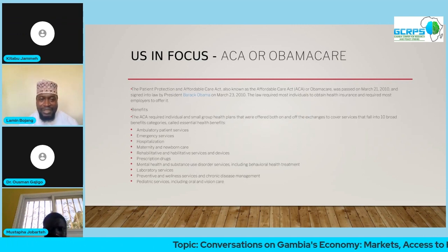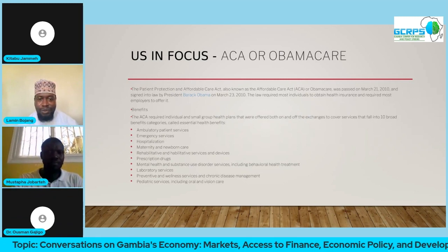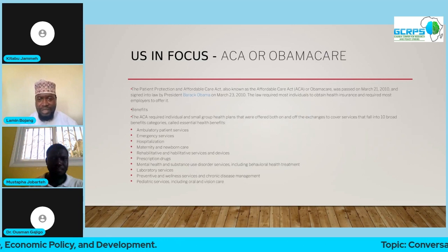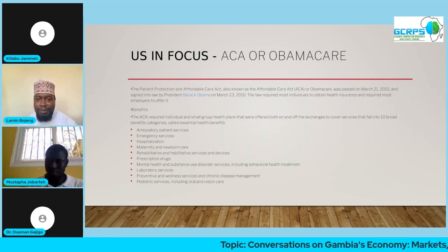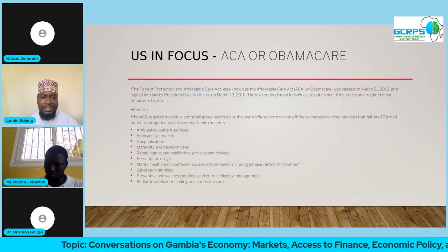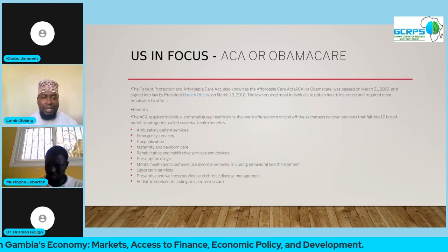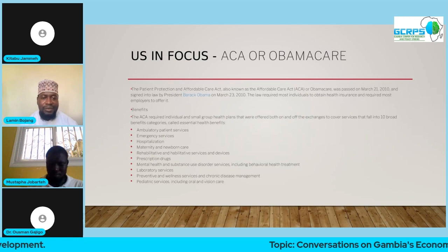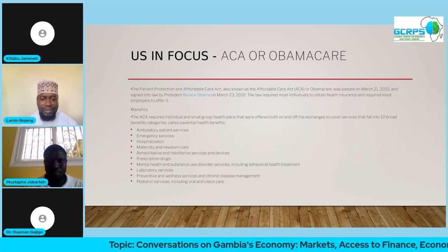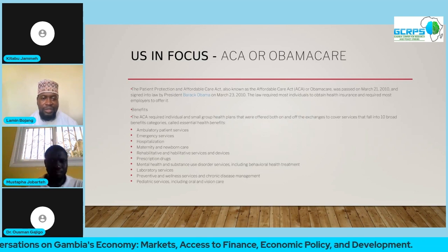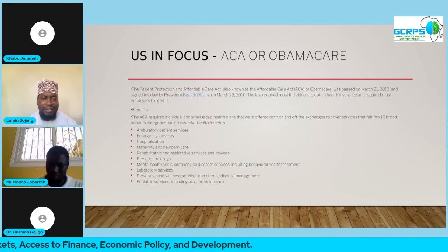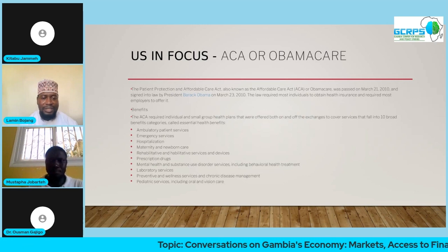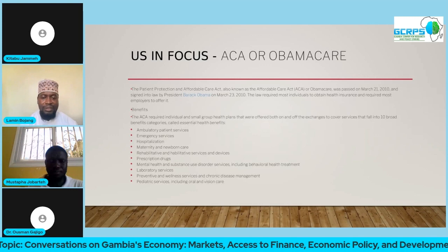So the Obamacare Act basically requires that individuals or small groups of companies or businesses be offered a health plan, and some of the services included are ambulance services, emergency, hospitalization, maternity and newborn care, rehabilitation and other associated services, prescription drugs, mental health care, laboratory services, preventive and well-being services, such as chronic disease management, pediatric services, among others.